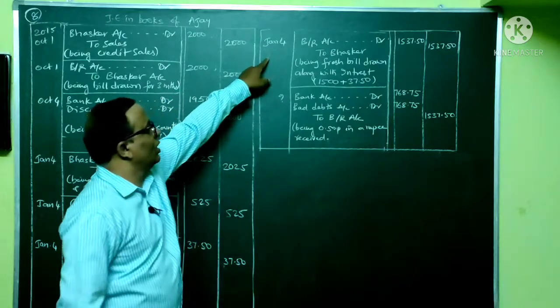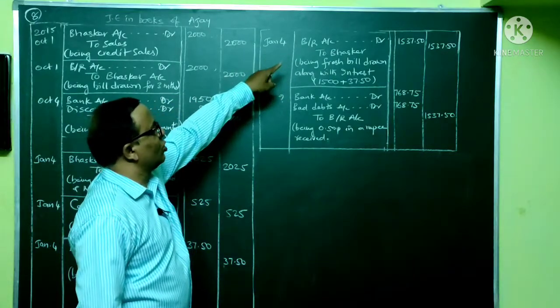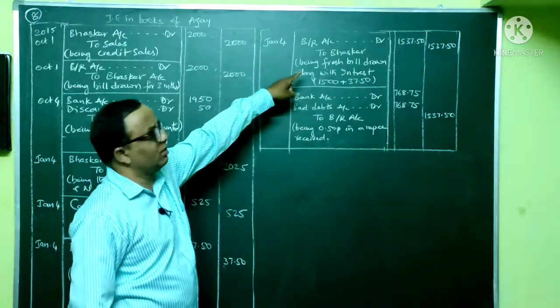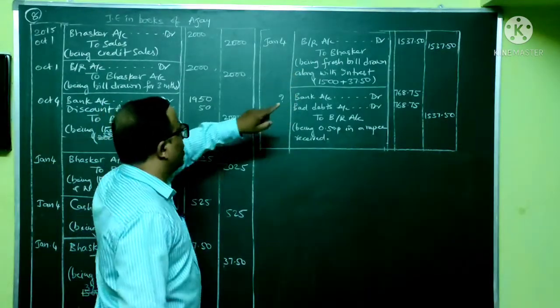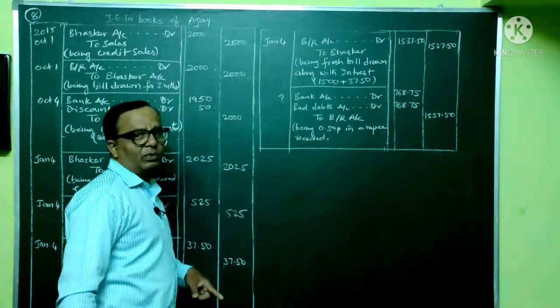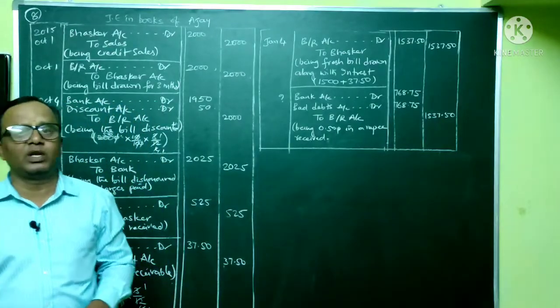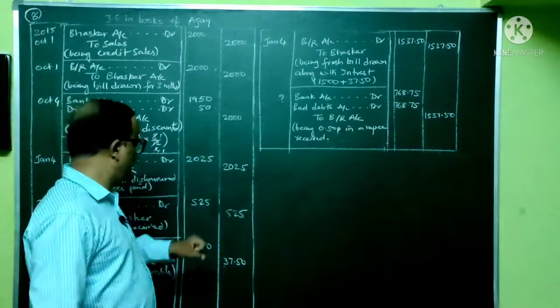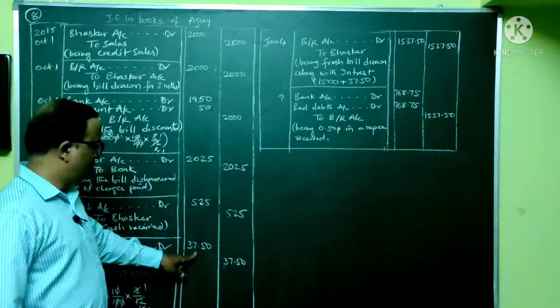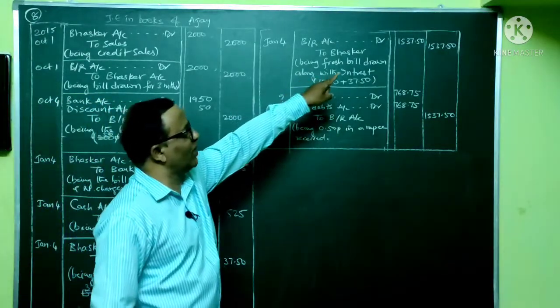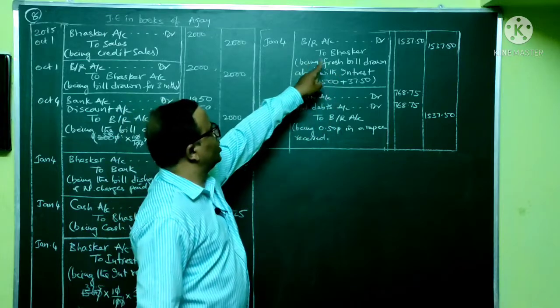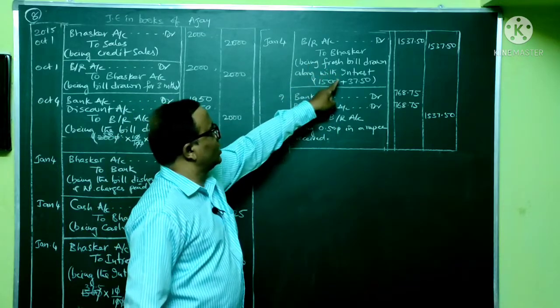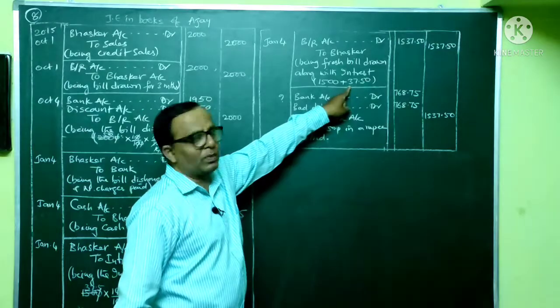So on January 4th, the entry will be bills receivable account debit to Bhaskar, because on Bhaskar you have drawn the bill. Now here, when you are drawing the bill, you are drawing for the balance amount of the bill. What is the balance amount of the bill? Out of 2000 he has paid 500 earlier. So the remaining is 1500 plus this particular 37 rupees 50 paisa. So 1537.50, being the fresh bill drawn along with interest, 1500 plus 37 rupees 50 paisa.